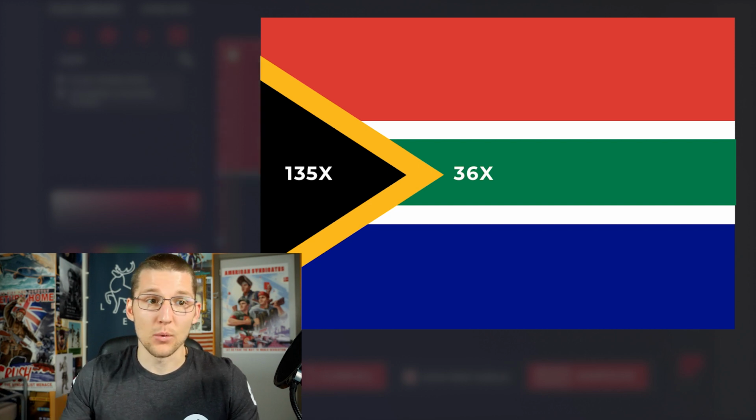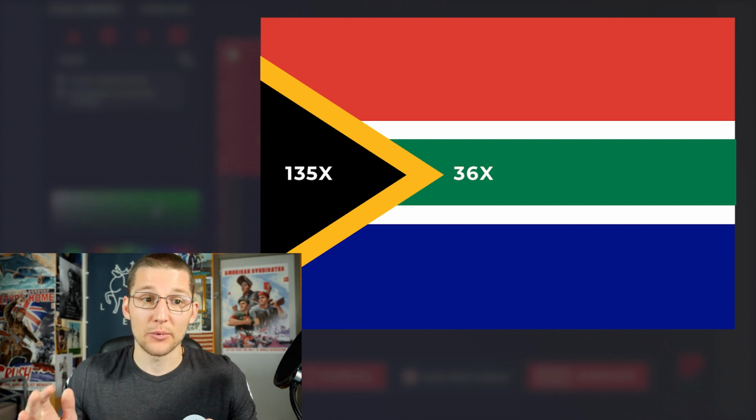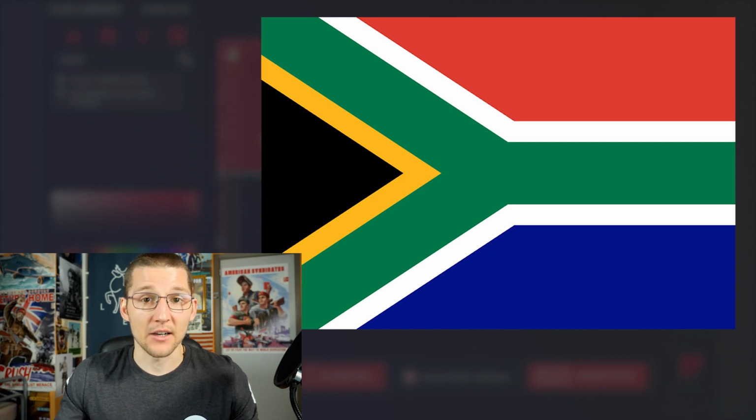Putting these together, we have the pall and fimbriation locked in, and it becomes a matter of coloring the fimbriation and field correctly. Voila, the flag of South Africa.